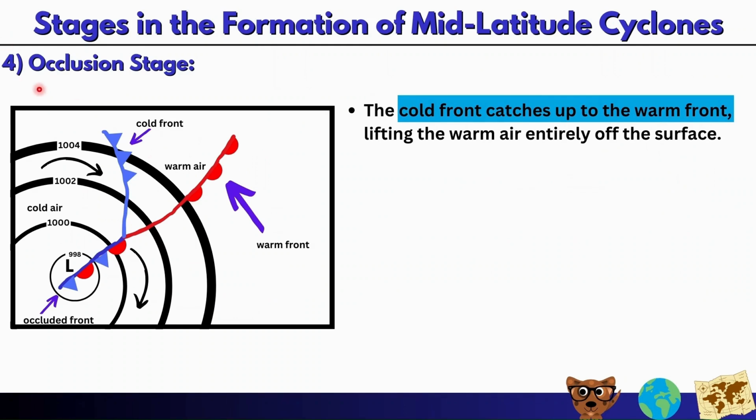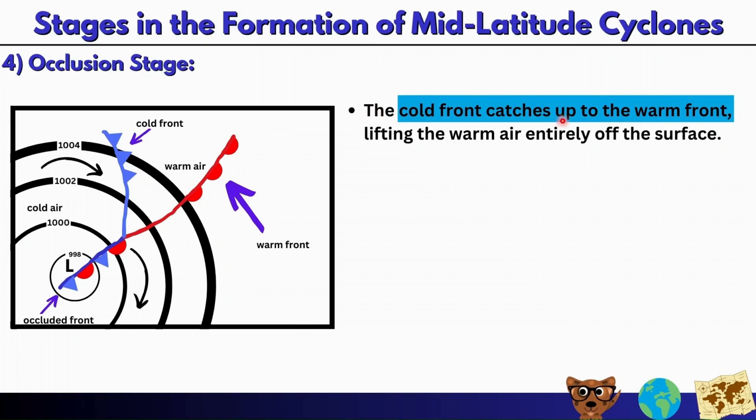We now get on to the fourth stage, which is known as the occlusion stage. Now we are coming towards the end of the life of a mid-latitude cyclone, right? And in this diagram, you can see now there is an occluded front because the cold front has caught up to the warm front, right? And again, we can see that the lowest pressure will be found in the center, and this pressure is 998 millibars. Remember, pressure is recorded in millibars.